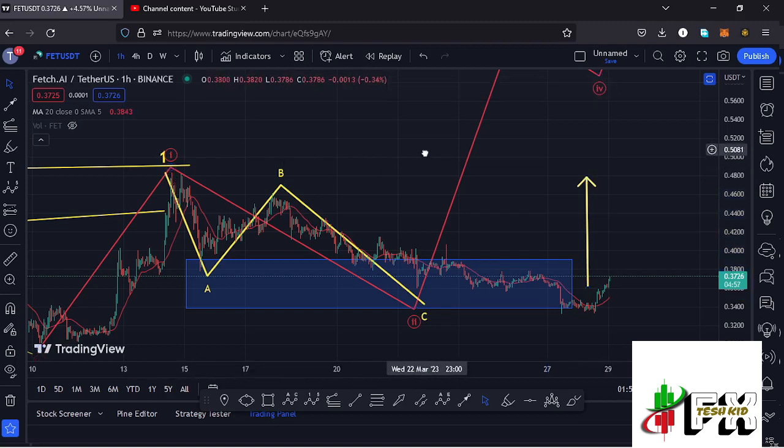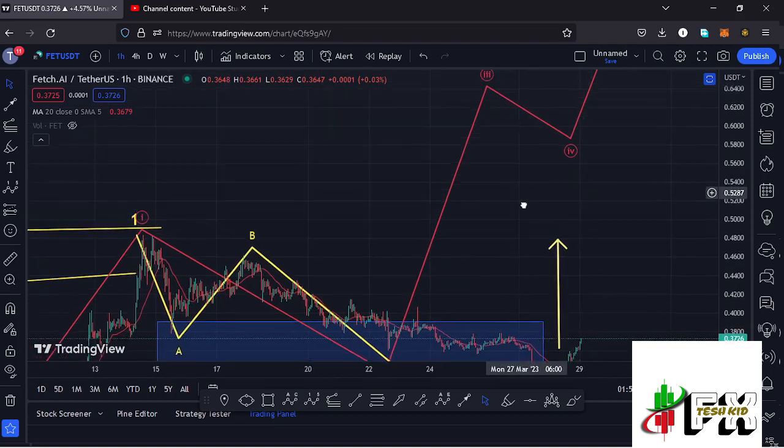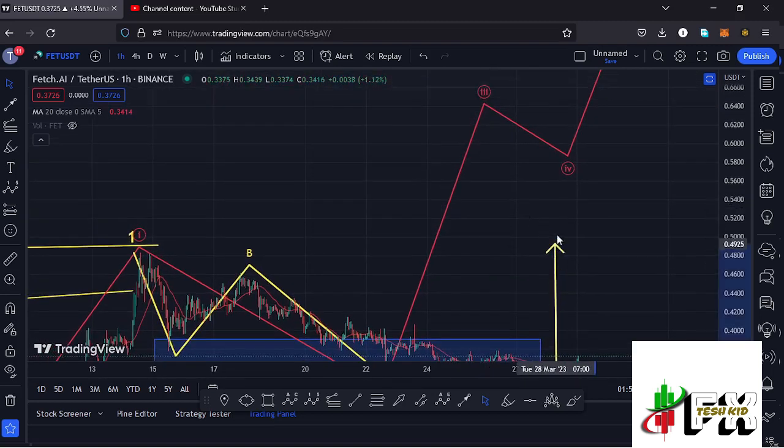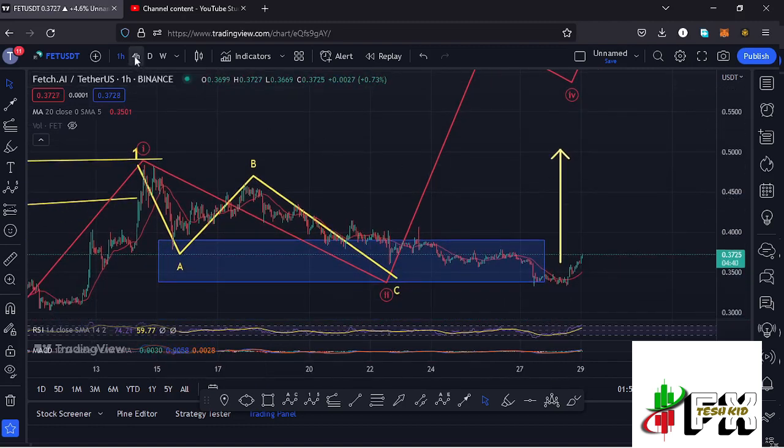$0.4851 mark, and a break above the $0.4851 mark will be enough confirmation that we are back in the formation of this wave 3 and that we are going to fully maximize our target areas at around the $0.6447 mark. So that is what I'm expecting here on the short-term scenarios here on the Fetch AI chart.